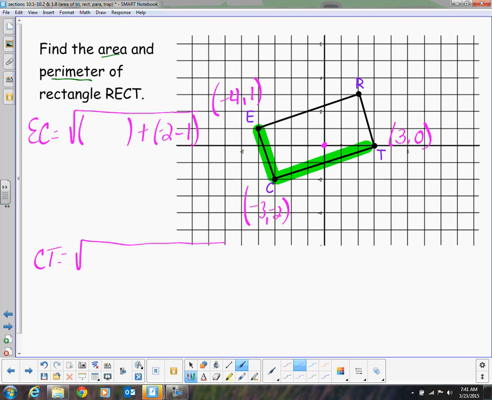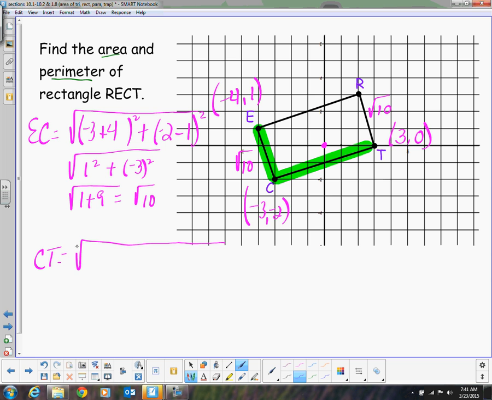-2 minus 1 squared plus 4 squared. So that's going to be 1 squared, that's -3, plus -3 squared is the square root of 1 plus 9, or square root of what? If this is the square root of 10, what is this? Square root of 10. All right.